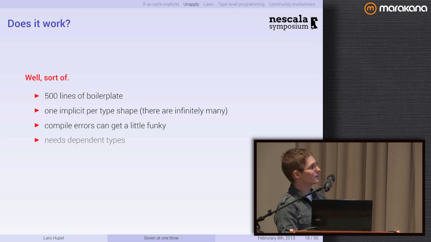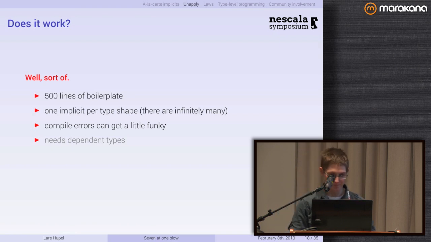Also, the compile errors can get a little funky, and it needs dependent types. So with Scala 2.9, you have to specify a command line switch, -Ydependent-method-types or something like that. But this is enabled by default in Scala 2.10, so you can enable it anyway. You won't get any compatibility problems at all. It's enabled with 2.10, and yeah, you should be safe to use that.